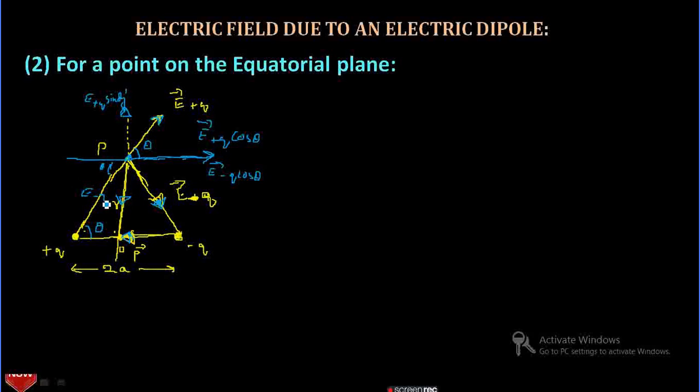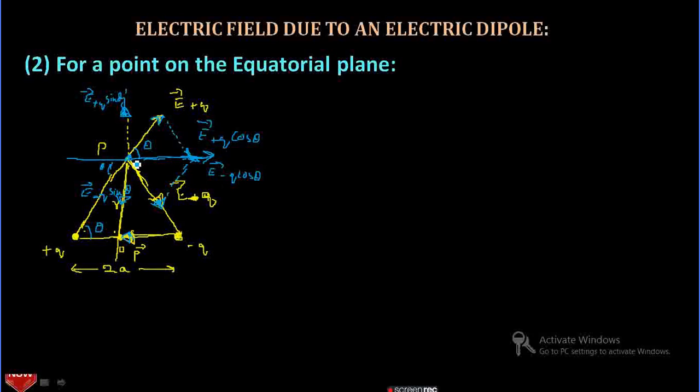Look along the direction of the y axis. E plus q sin theta is acting in the positive y axis, E minus q sin theta acting in the negative y axis. Therefore, the net field in the y direction, along the perpendicular bisector, is 0. Only the field along the dipole axis, opposite to the direction of the dipole moment, is acting. Using vector addition, we can easily find the net field due to the electric dipole at the point P.